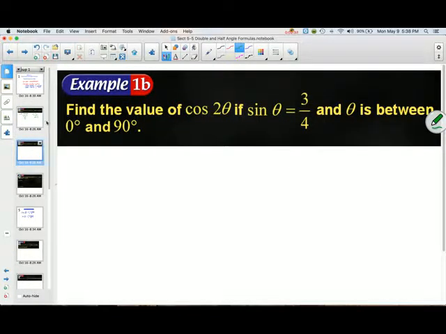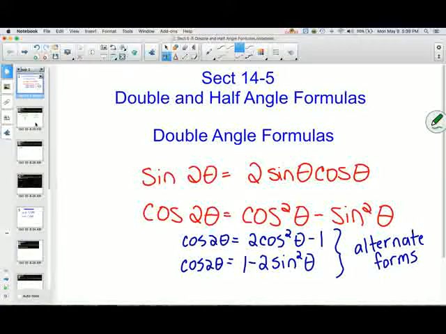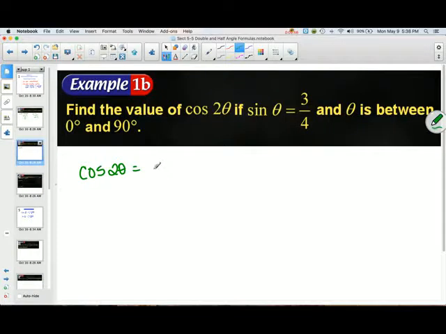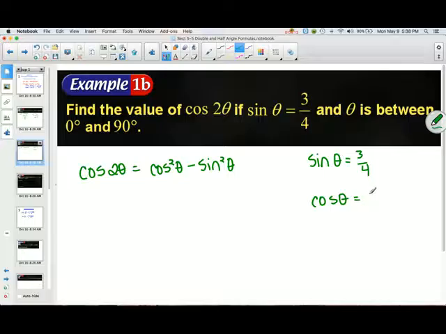So here's another problem, and we still have sine theta is 3/4, theta is still in quadrant 1. So now we're just finding cosine 2 theta. So to find cosine 2 theta, look back at the formula. It was cosine squared theta minus sine squared theta. We know sine theta is 3/4, and we know cosine theta, we just found, was the square root of 7 over 4. So now for cosine 2 theta, I'm going to square both of these.